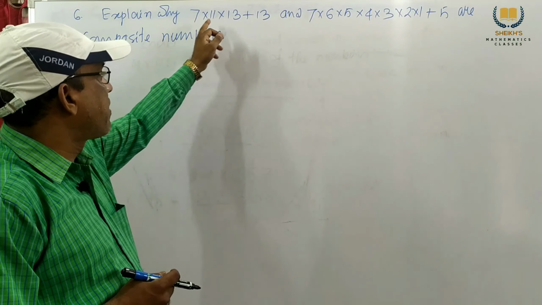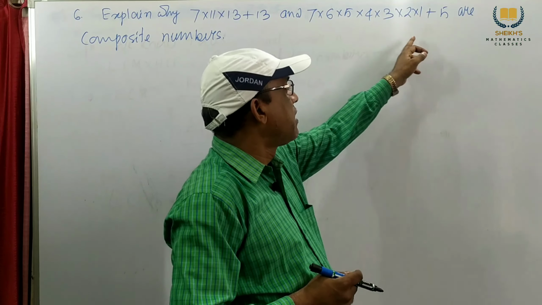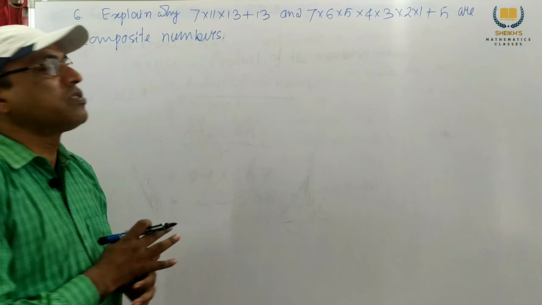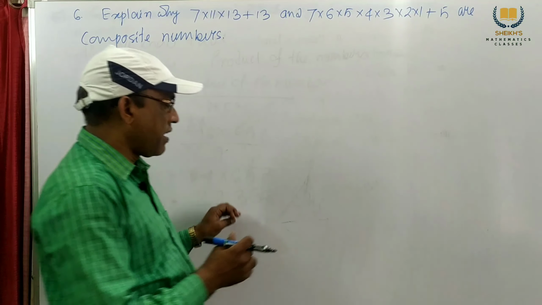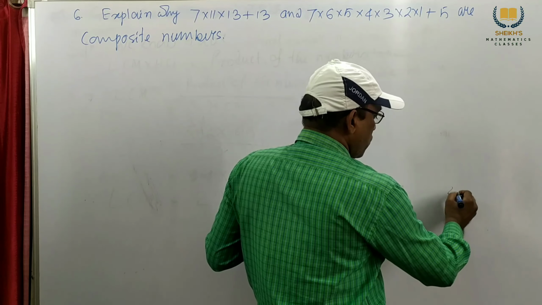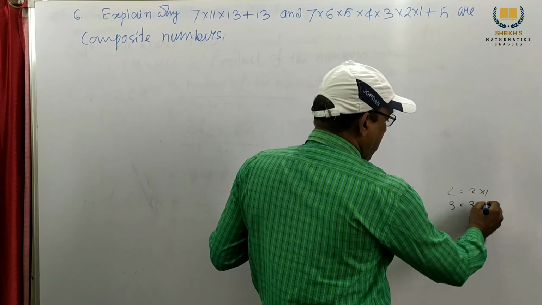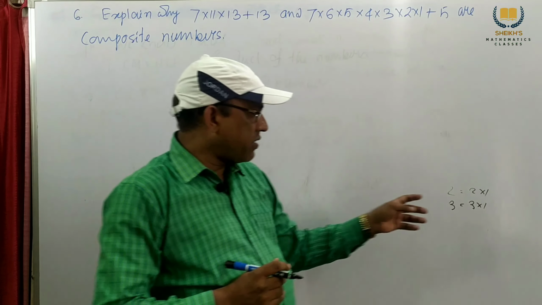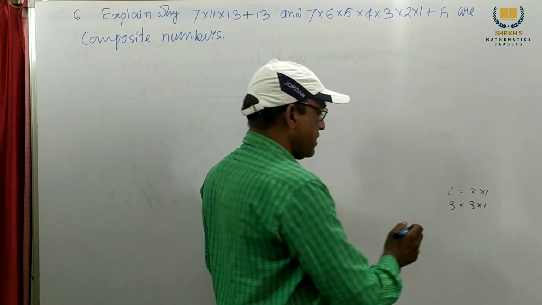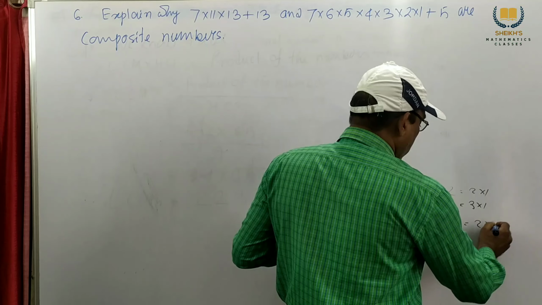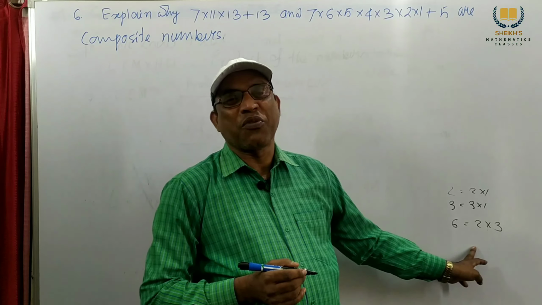Explain why 7 × 11 × 13 + 13 and 7 × 6 × 5 × 4 × 3 × 2 × 1 + 5 are composite numbers. We know composite numbers and prime numbers. Suppose 2 equals 2 into 1, 3 equals 3 into 1. It has only two factors, 1 and itself. So these are prime numbers. Suppose 6 equals 2 into 3, a product of two prime numbers. So this is a composite number.